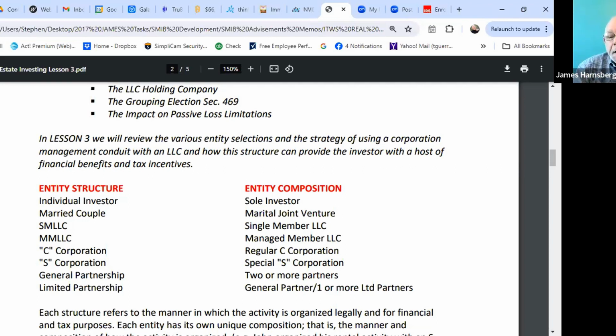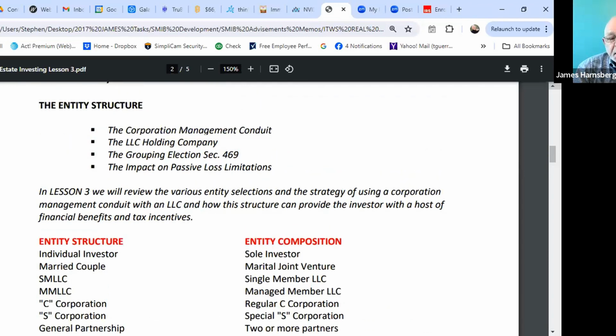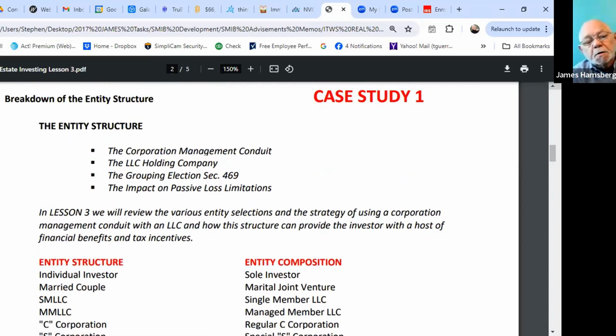Again, our best advice in almost every case is that we set up a corporation management conduit and an LLC holding company that is a managed member LLC. The corporation and you become the managing members. You have 90% of the interest in the LLC. The corporation has 10% of the interest in the LLC, but the corporation gets 90% of the profits and the losses because of the disproportionate allocation that an LLC can make.